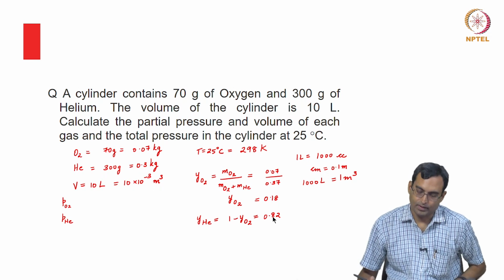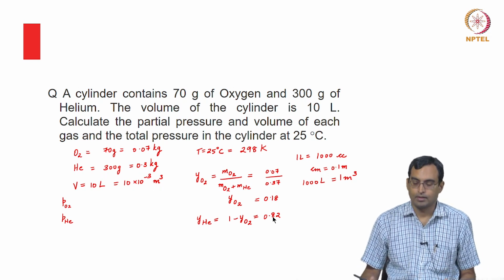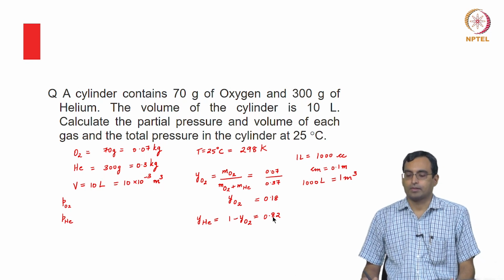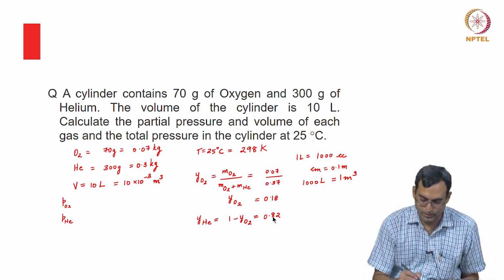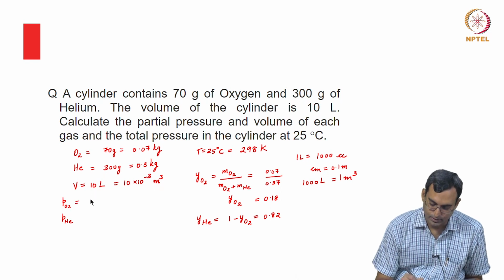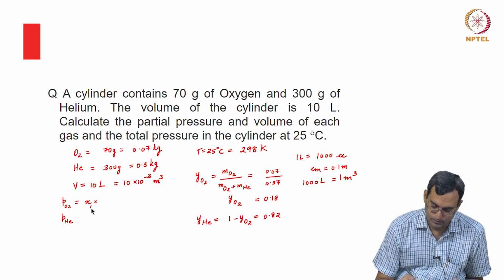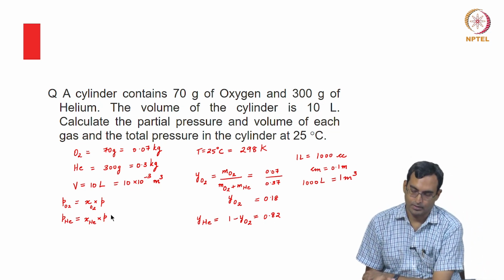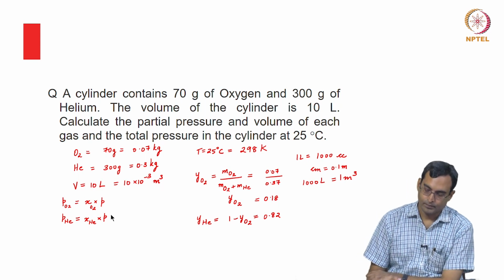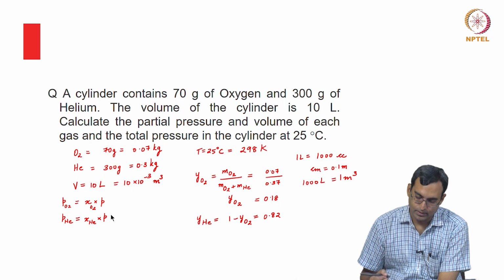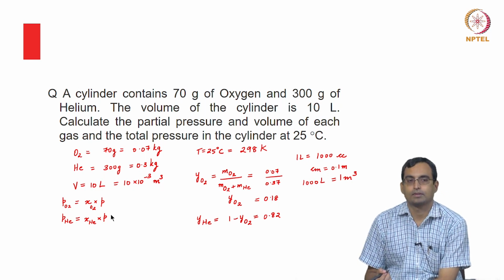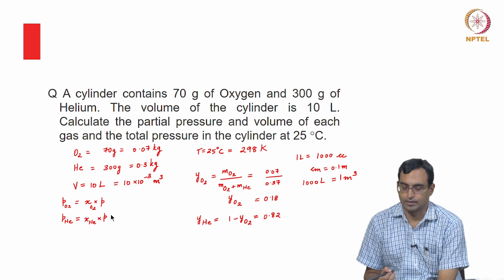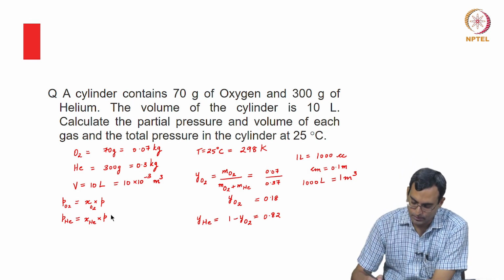What we would like to find out is the partial pressures. If we use Dalton's law of partial pressures, the partial pressure of oxygen, for example, is the mole fraction of oxygen into the total pressure. Similarly, the partial pressure of helium is the mole fraction of helium into the total pressure. So, what we need is the mole fractions of these species. In order to find out the mole fractions, what we can do is find out the molecular weight and then find out mole fractions. So, that is something which we can do.